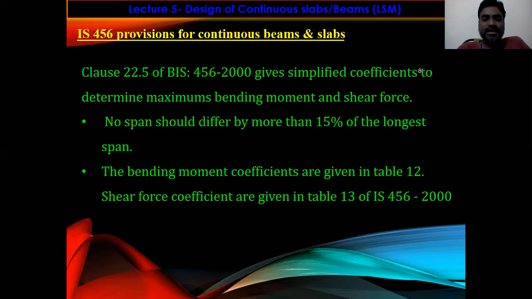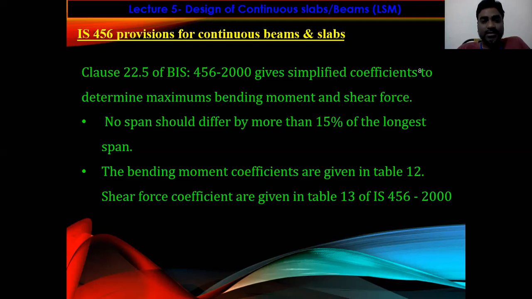There are different methods available to determine the accurate shear forces and bending moment at a given point based upon the distribution method, which we call the redistribution method, right? But IS 456-2000 gives a simplified method to determine the maximum shear force and bending moments for continuous beams and slabs.